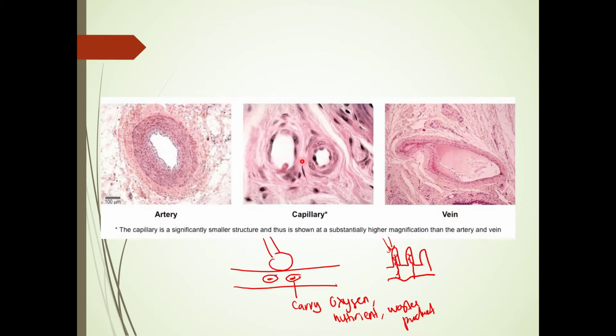So this is the capillary. Capillary, you can see the wall here is very thin, like only one cell. Why is this? This is the explanation that I drew before.